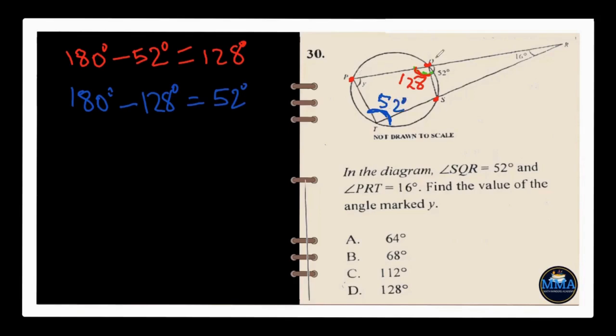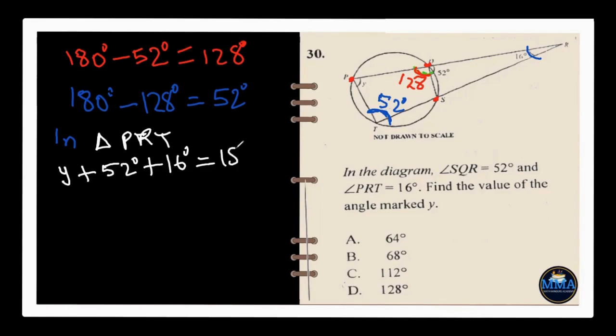Now look at this. This is a whole triangle. This angle is 16. This angle is 52. This angle is Y. So in triangle PRT, if we add y plus 52 degrees plus 16 degrees, it will give us 180 degrees. That's the sum of interior angles of this triangle PRT.